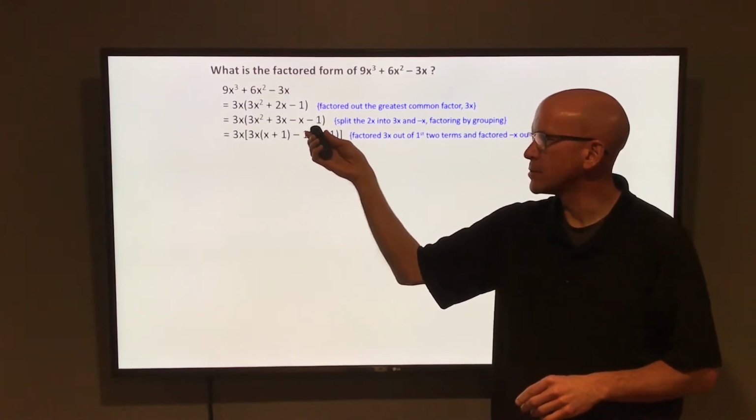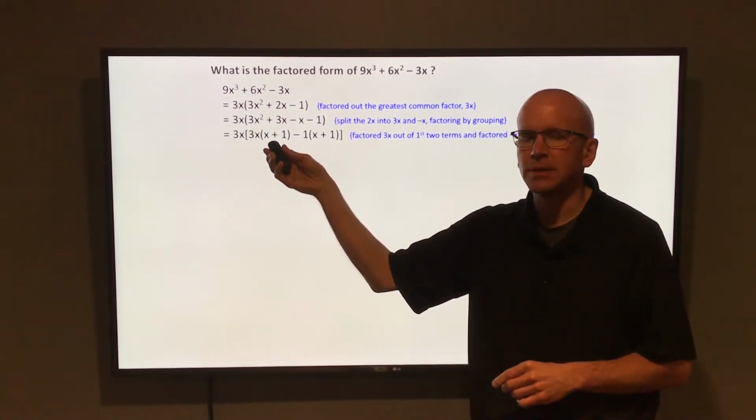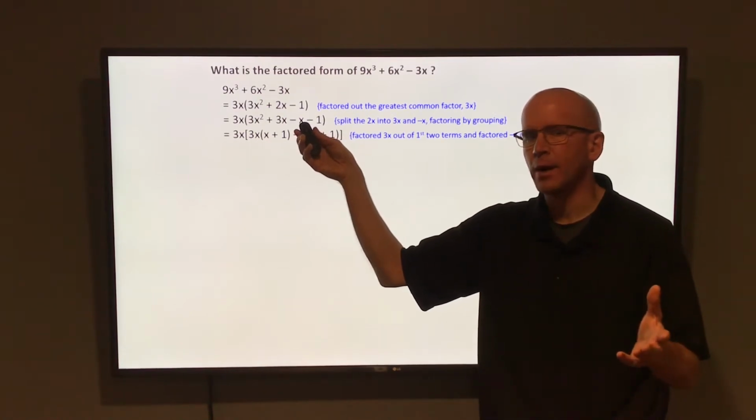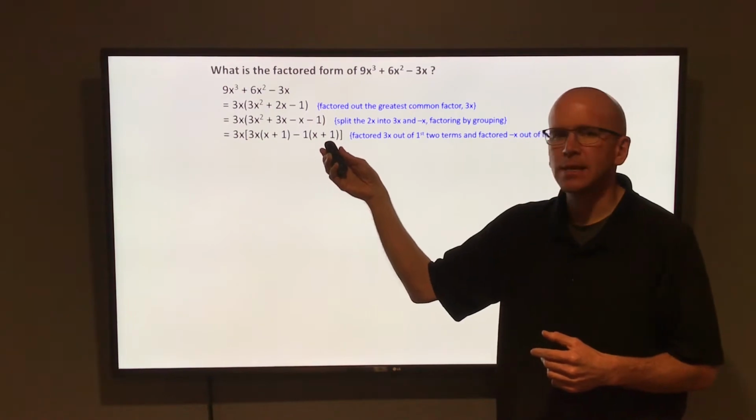And then the last two terms, we're going to factor out a common factor, but you have to get the same thing in the parentheses in order for this to work. So those last two terms, you might think to factor 1 out, but that won't do it. You have to factor a negative 1 out so that you get the same thing in the parentheses.